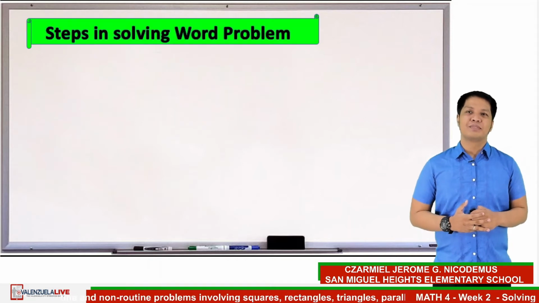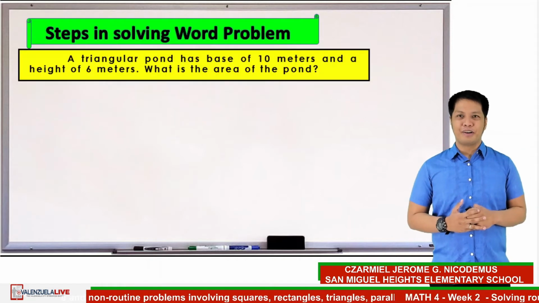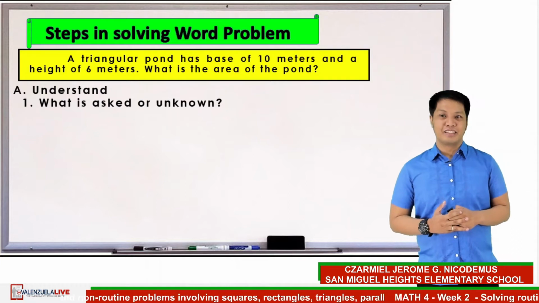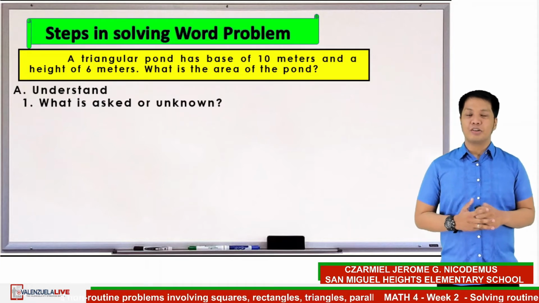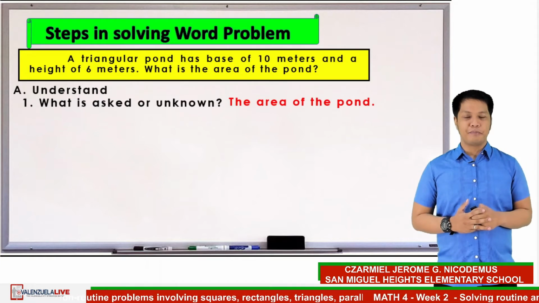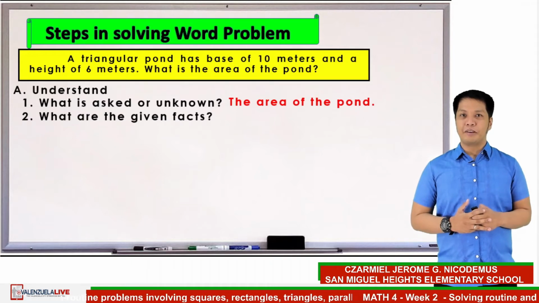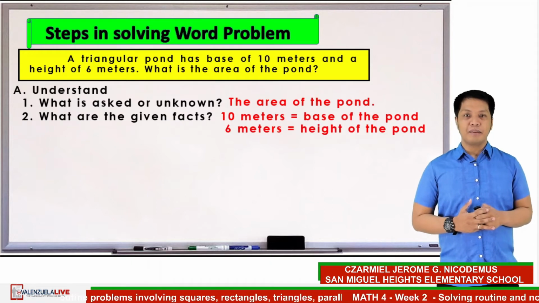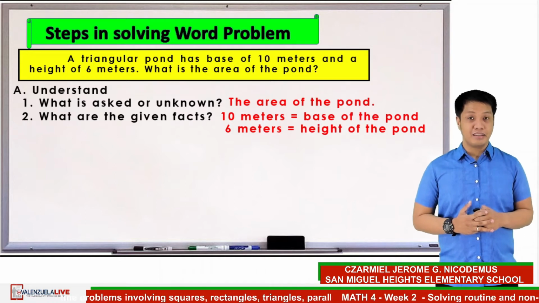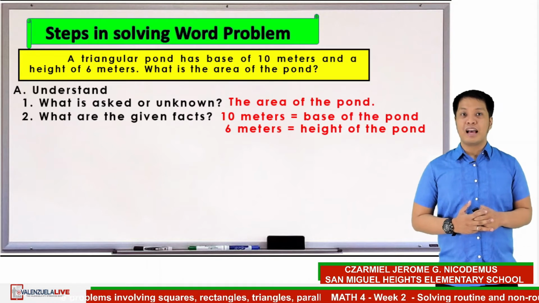So again, let's follow the steps in solving a word problem. Understand what is asked or unknown: the area of the pond. What are the given facts? 10 meters equals base of the pond. 6 meters equals height of the pond.